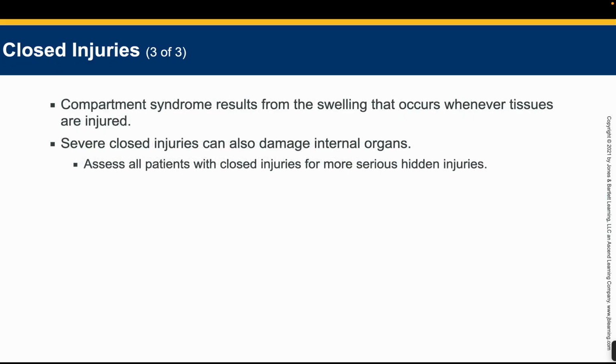Another complication to be aware of with closed injuries is compartment syndrome. This happens when swelling builds up in a confined space, increasing pressure and limiting blood flow to the tissues. Left untreated, that can lead to serious damage. Also, keep in mind, severe closed injuries can still involve internal organs, even if you don't see anything obvious on the outside. So your takeaway here is simple. Don't underestimate closed injuries. Always assess thoroughly and stay alert for hidden, more serious problems beneath the surface.